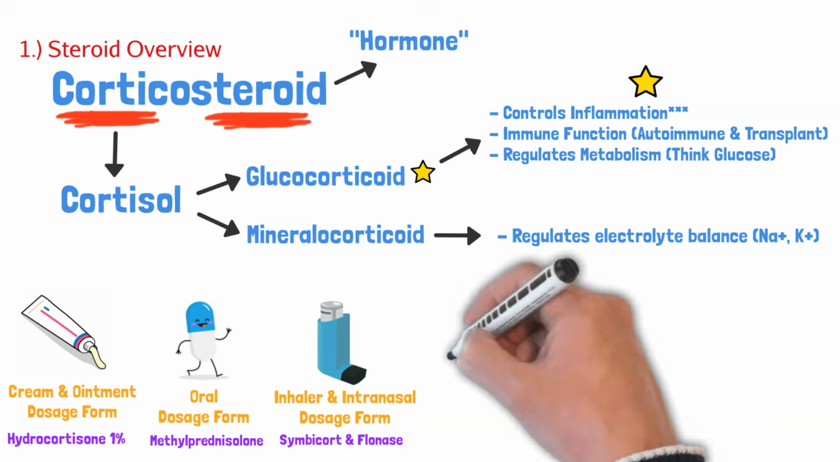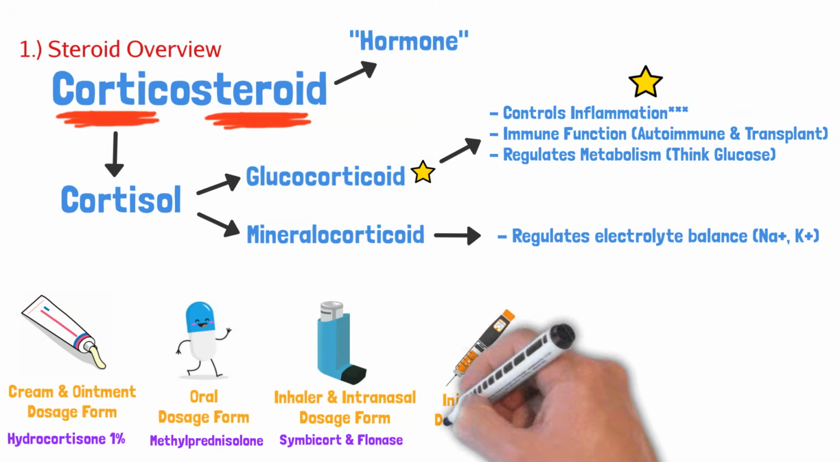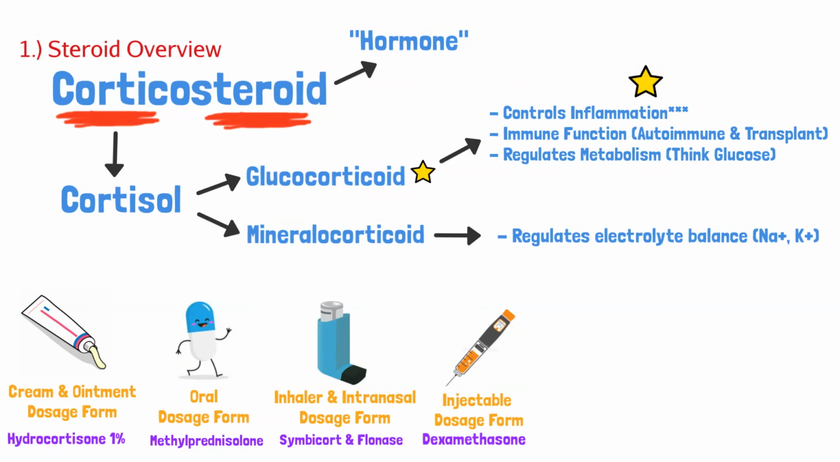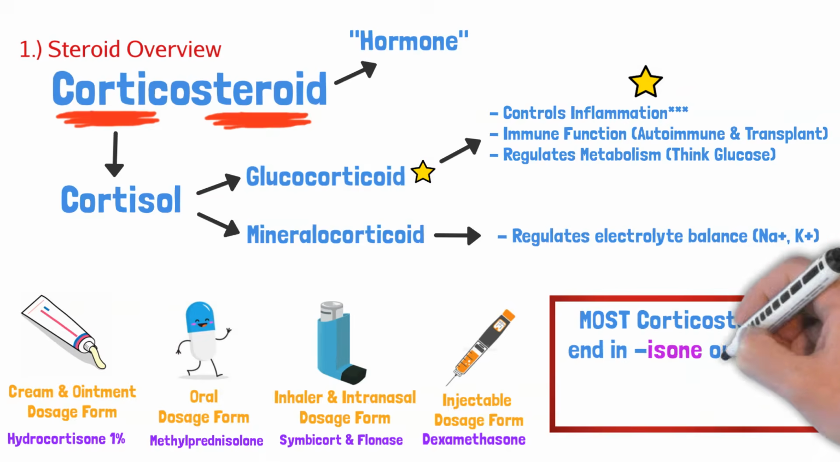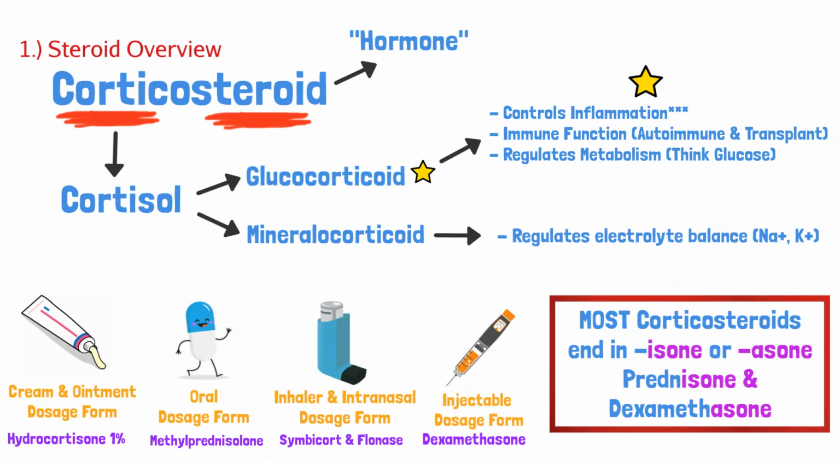And then we also have the injectable versions of these drugs when we talk about higher levels of care in a hospital. So we've seen injectable IV medications that are steroids, and a popular one is dexamethasone. Most of these corticosteroids, if you've noticed, end in either -isone or -asone. So prednisone, dexamethasone. When you see this, there's a good chance we're talking about a corticosteroid.